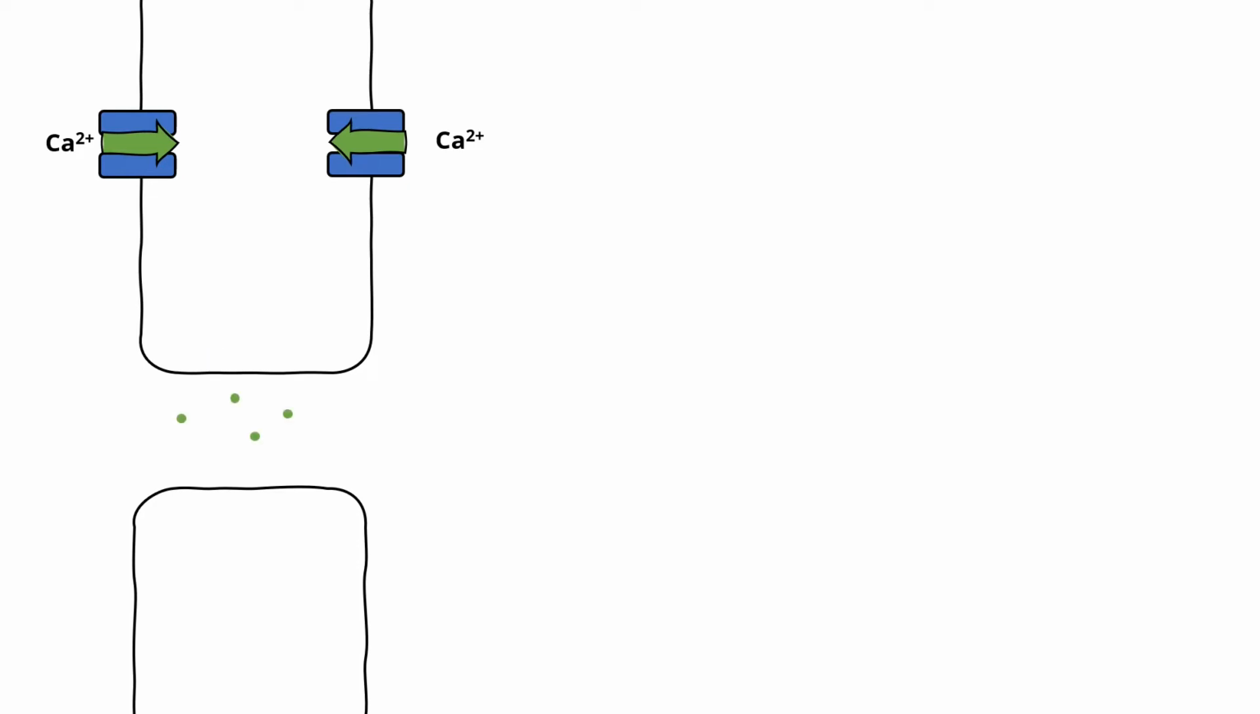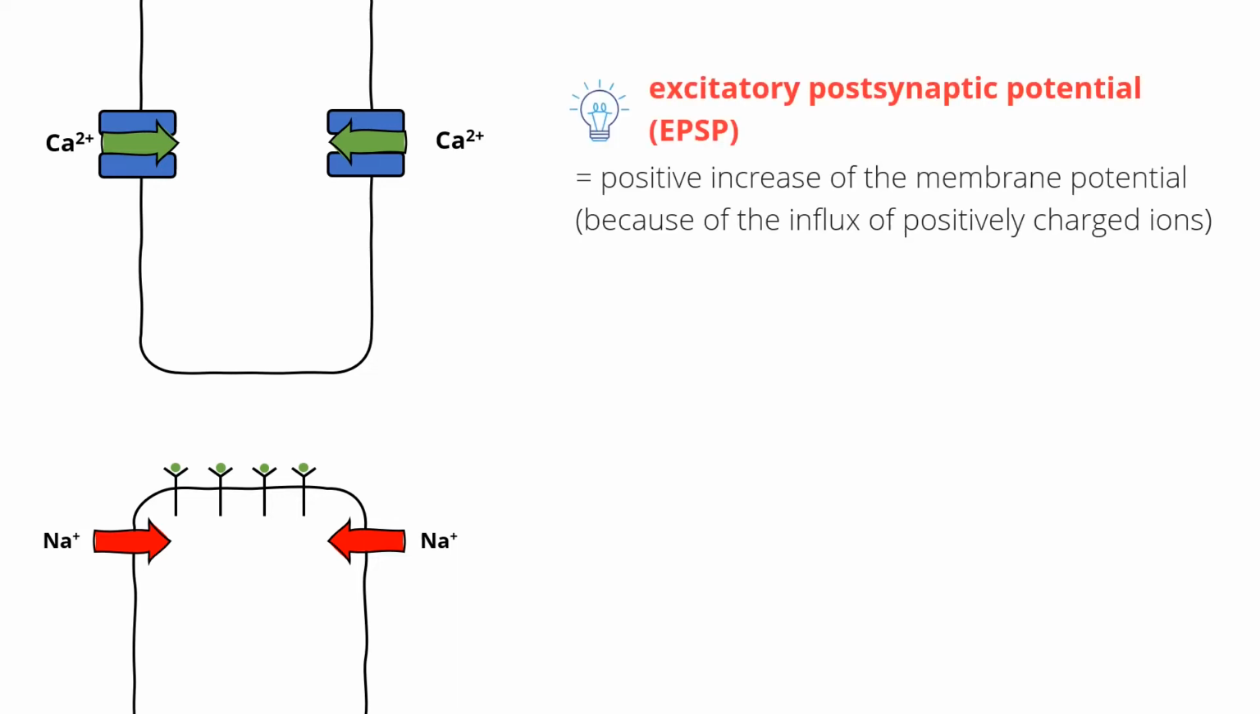The postsynaptic neuron has a lot of receptor proteins, and when the transmitter binds to the receptor, it increases the postsynaptic membrane's permeability to sodium. Sodium ions then diffuse inside, and the resting membrane potential becomes less negative because sodium is positively charged. This positive increase is called excitatory postsynaptic potential. In other words, a potential for the postsynaptic neuron to be excited if the potential is high enough.